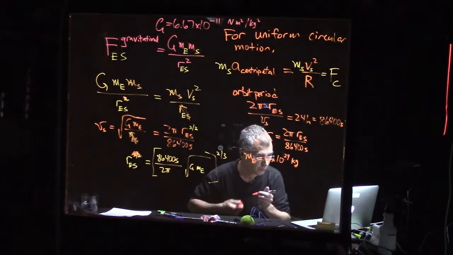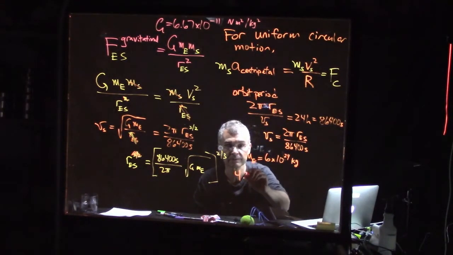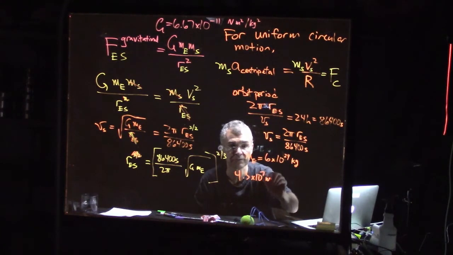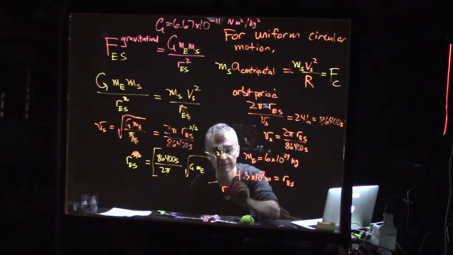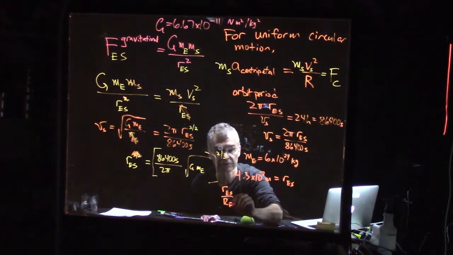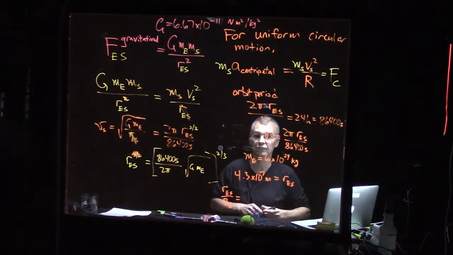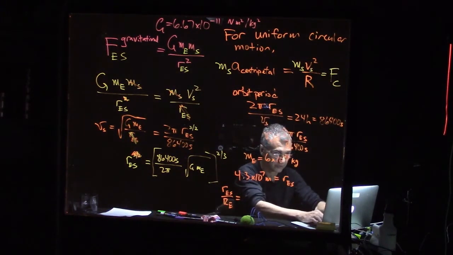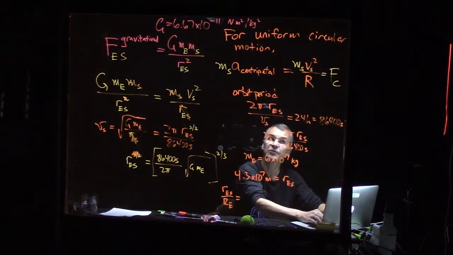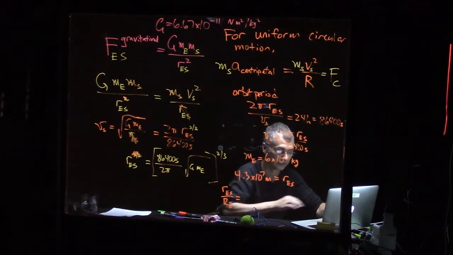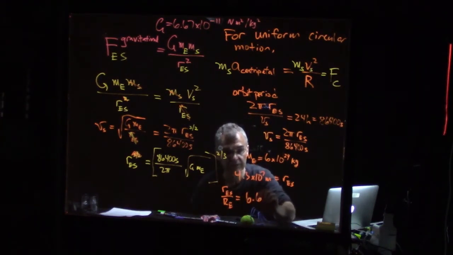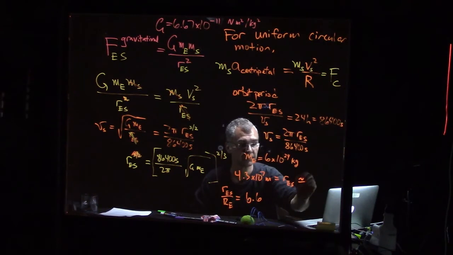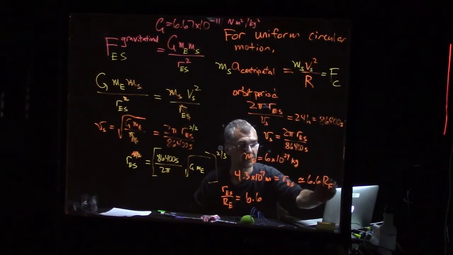Okay, I get something like 4.3 times 10 to the 7th meters equals the radius. That's not very meaningful. Let's try how many Earth radii is it? So R divided by Earth's radius. That tells you how high it is in terms of Earth's radius. And so we'll take that divided by Earth's radius, which we said was 6.4 times 10 to the 6th meters. Oh, cool. So it's like 6.6. So this is approximately 6.6 Earth radii.